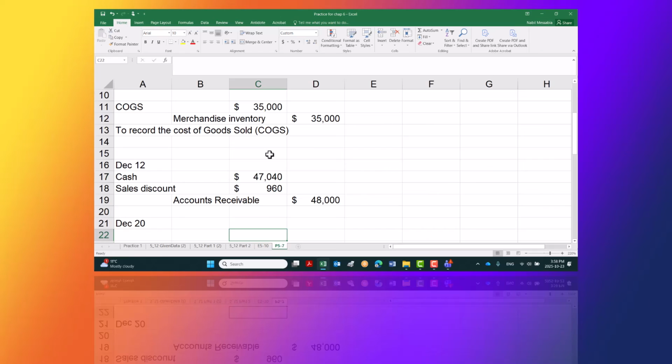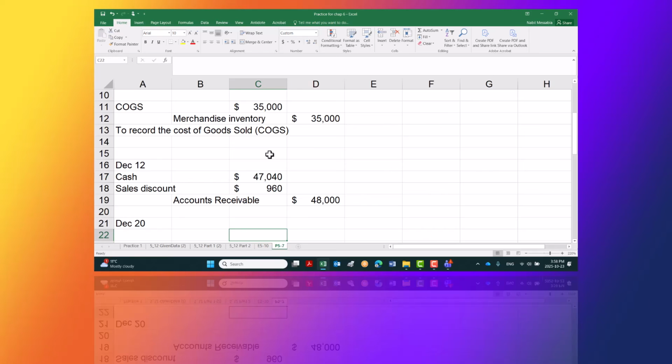What is this? This is a counter revenue account. This is a negative revenue account. It will be subtracted from the sales revenue. When you prepare your income statement, you will have sales, $67,000, minus sales discount, so that you get the net sales.